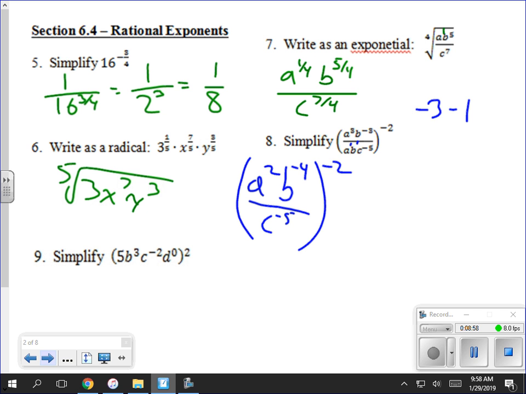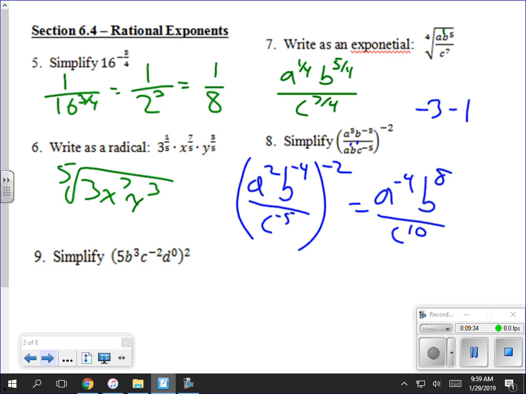Okay. All I've done is simplify what's inside. Now take that negative 2 and distribute. And when you raise the power to a power, you multiply. So multiply every exponent times negative 2. So negative 2 times 2 gives me a to the negative 4. Negative 4 times 2 gives me b to the 8th. Negative 5 times negative 2 over c to the 10th. It's negative 2 times every exponent.